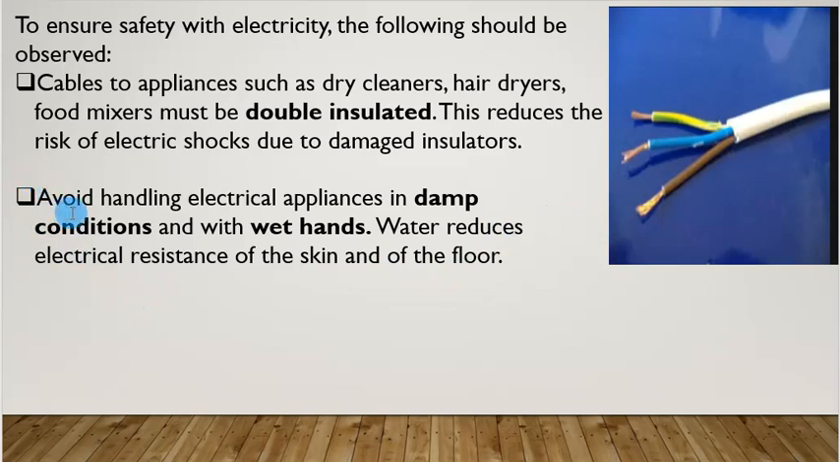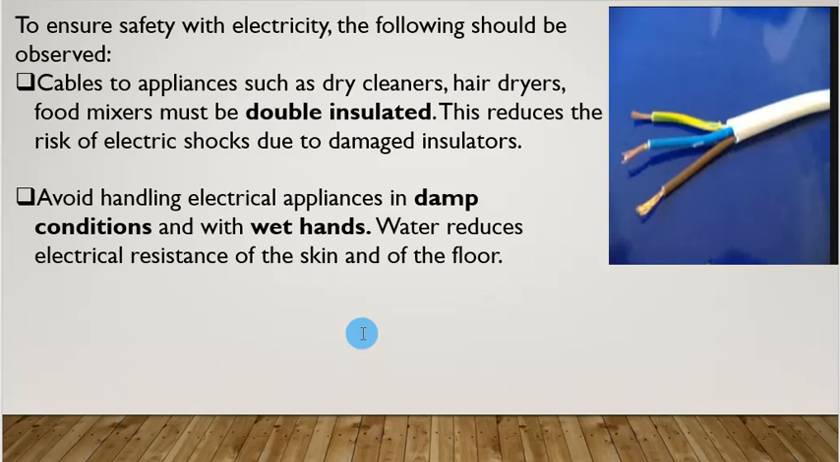Another thing is to avoid handling electric appliances in damp conditions and with wet hands. Water reduces the electrical resistance of the skin and of the floor. The skin, when it is dry under normal circumstances, has an electrical resistance of about 10 kilo ohms. I'm talking about 10,000 ohms of resistance. When your skin is wet, that resistance reduces from 10,000 ohms to just 1,000 ohms.